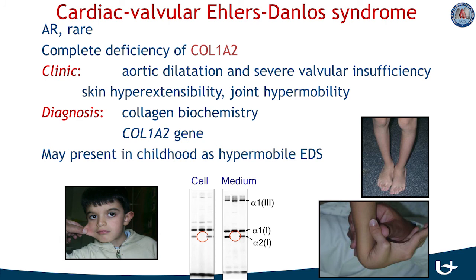A second EDS type with cardiac and valvular involvement is called the Cardiac-valvular Ehlers-Danlos syndrome. It is autosomal recessive and caused by a complete deficiency of the COL1 alpha-2 chain. It usually presents with multiple severe valvular insufficiencies and also occasionally with aortic dilatation, and the patients can present in childhood with joint hypermobility and skin hyperextensibility. Diagnosis can be confirmed by direct sequencing of the COL1A2 gene.